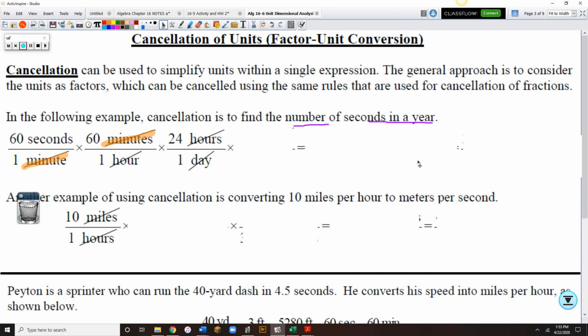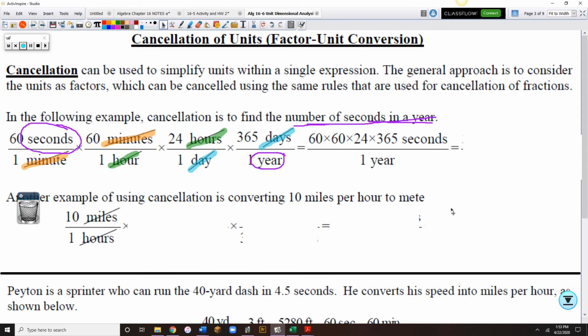Alright, there are 24 hours in a day, and again, the reason that I set it up this way with 24 on top and 1 on the bottom is to make my hours cancel. And there are 365 days in a year. So days cancel. Alright, so all the units that cancel, they're gone, and the units that are left are seconds and year. And that's exactly what they asked for, the number of seconds in a year.